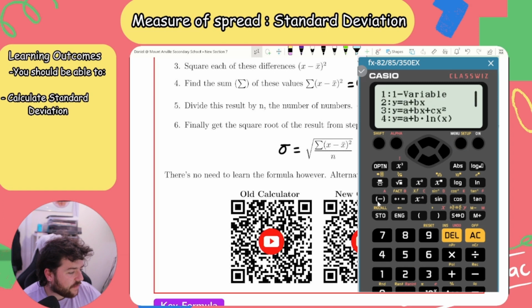I want to enter one variable, so I'm going to click 1 here. And that gives me my table. Remember, if you don't have your frequency column here, it's not there for you. You have to click Shift and then Menu, because we want to enter Setup. So Shift, Setup.